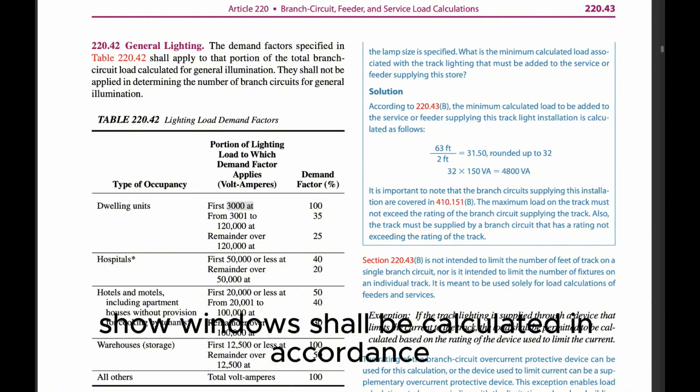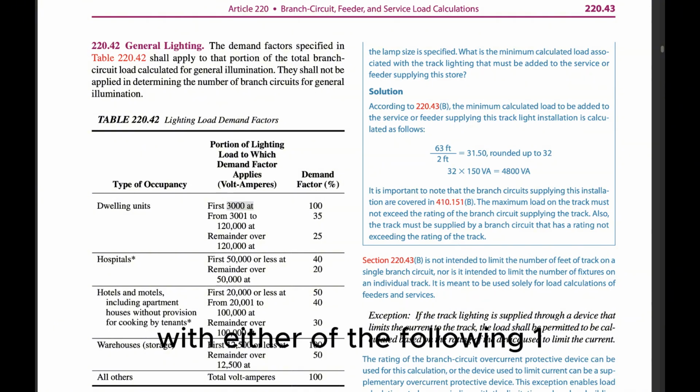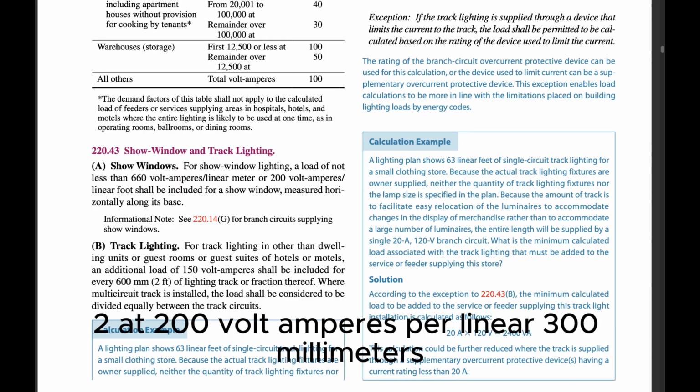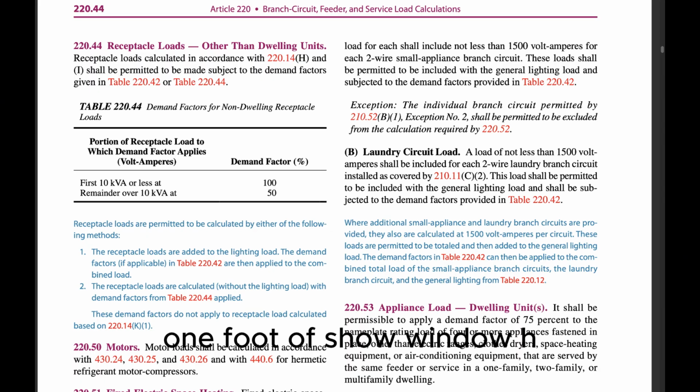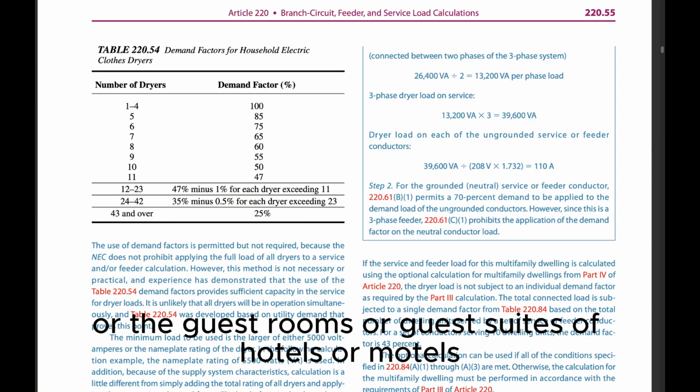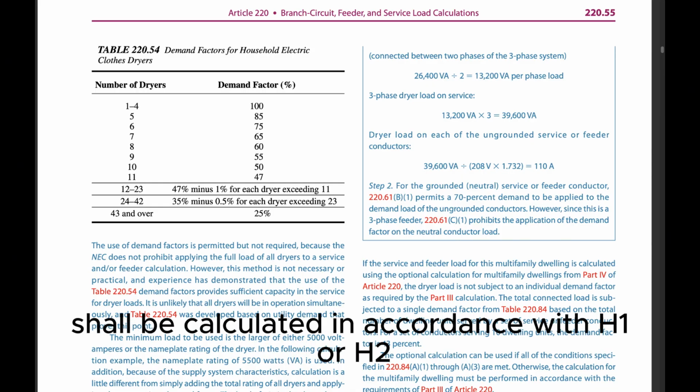G. Show windows. Show windows shall be calculated in accordance with either of the following: 1. The unit load per outlet as required in other provisions of this section. 2. At 200 volt-amperes per linear 300 mm (1 foot) of show window. H. Fixed multi-outlet assemblies. Fixed multi-outlet assemblies used in other than dwelling units or the guest rooms or guest suites of hotels or motels shall be calculated in accordance with H1 or H2.